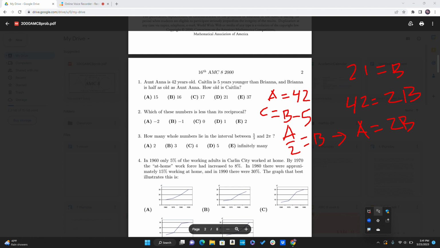Now we can use our second equation to figure out what C is. C equals B minus 5. B is 21. So C is 21 minus 5. 21 minus 5 is 16. So Caitlin is 16 years old.